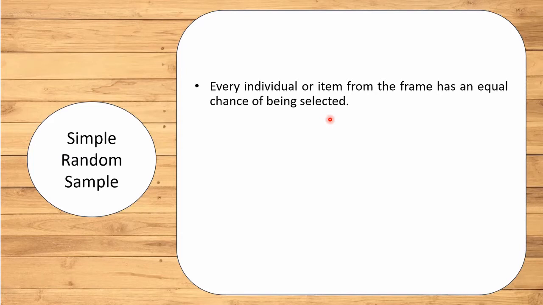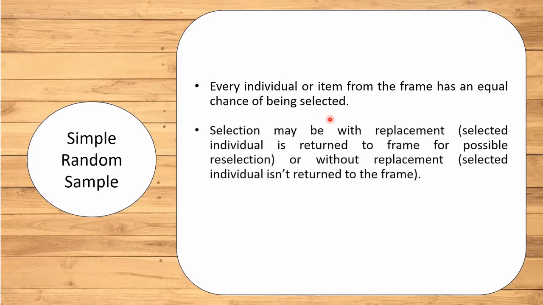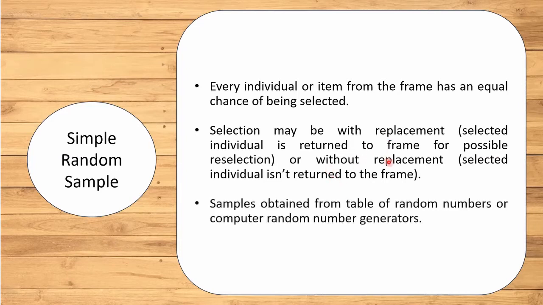And the selection may be with replacement or without replacement. So you can select 2 people from the 10, take them out, and then again select 2 people, or else you can put the 2 back into the population and again out of the 10 you can select another 2, right? So that is the difference between with replacement and without replacement. And samples are obtained from a table of random numbers or computer random number generators.